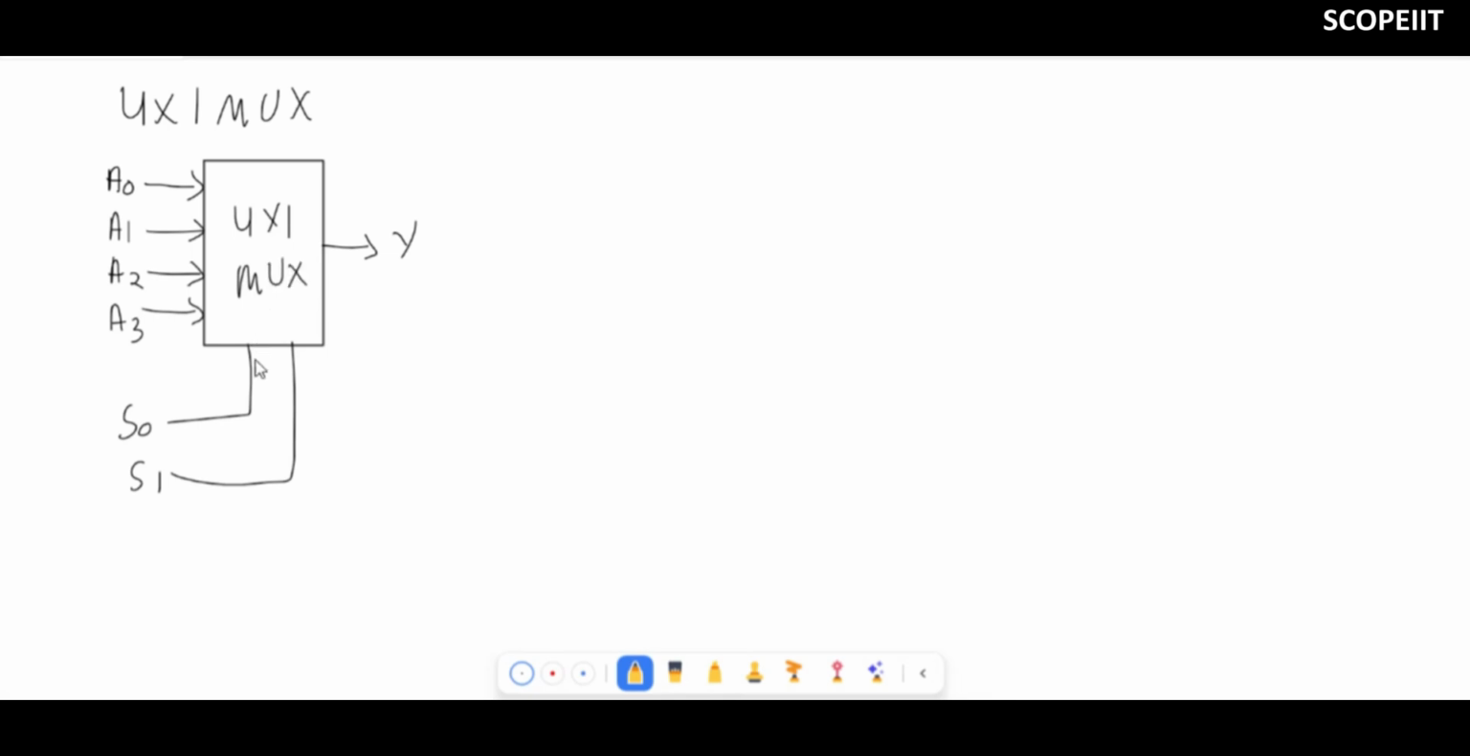Okay, you have to write it. Okay, so that's all. This is the block diagram for 4 cross 1 multiplexer. Okay, now what we need is to generate the expression. So the expression, I'll write it here.